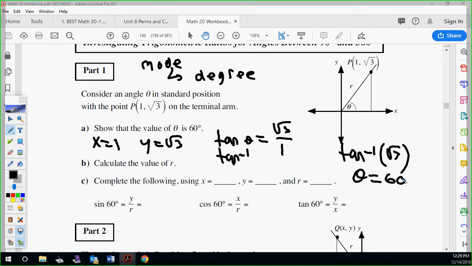So if we do 1 squared plus root 3 squared equals 4, square root of 4 is 2, so r is 2 in this case. So that means our values are, for this one, 1, root 3, and 2.